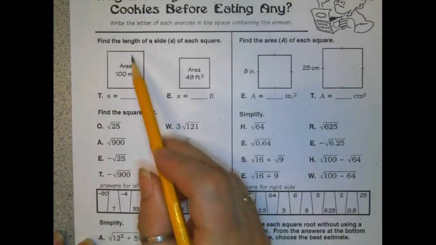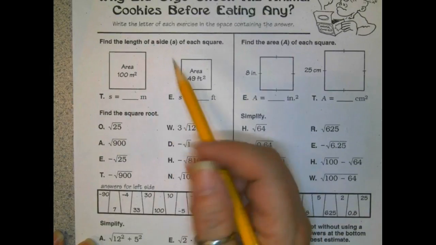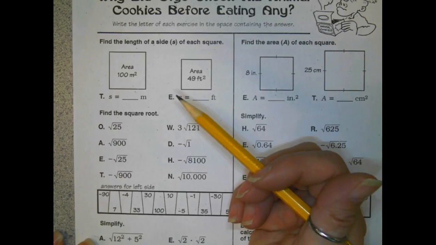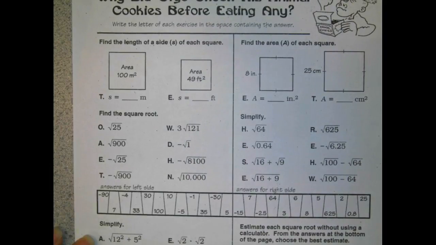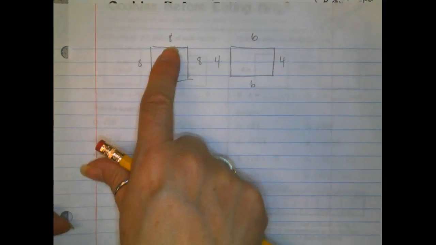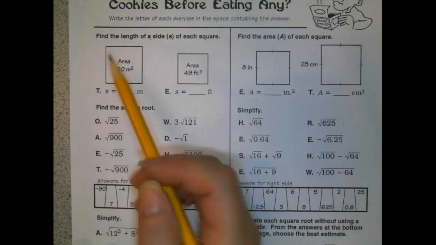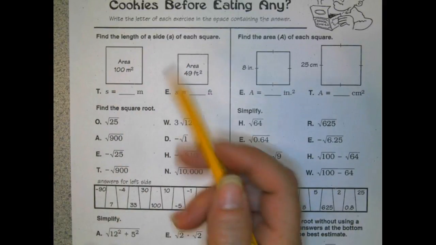What do we know about a perfect square? What are the sides of a square? They are what? If I have a square, what do I know about my sides? They're the same, right? A rectangle is different, correct? We talked about that yesterday, didn't we? Okay, so what do I know about the sides of this square? They're going to be the same.